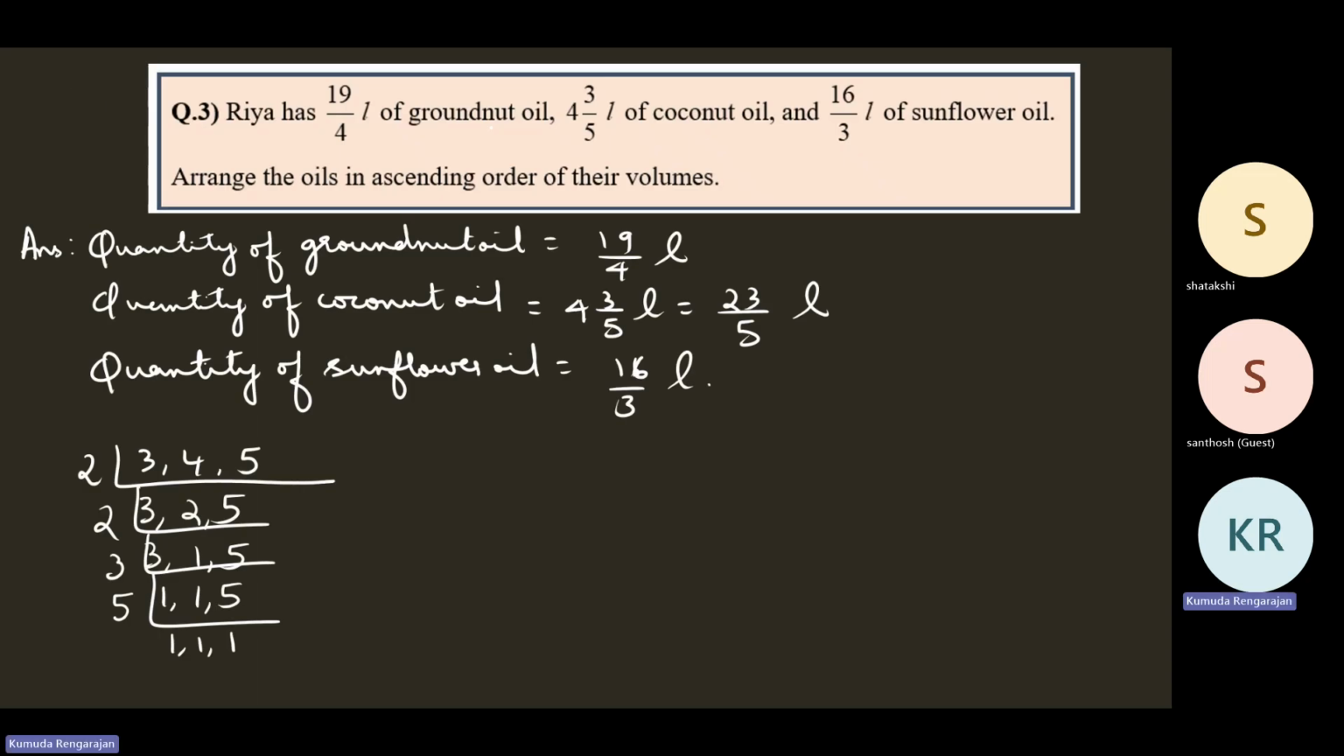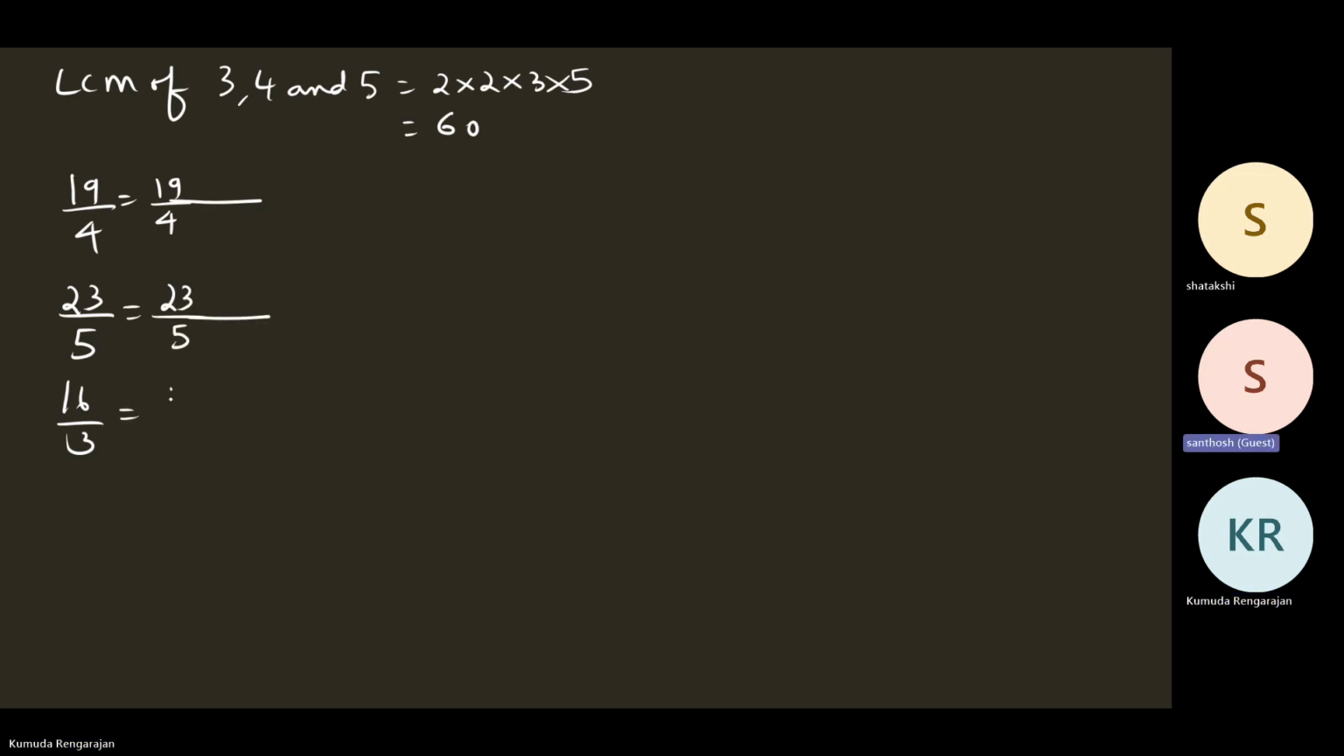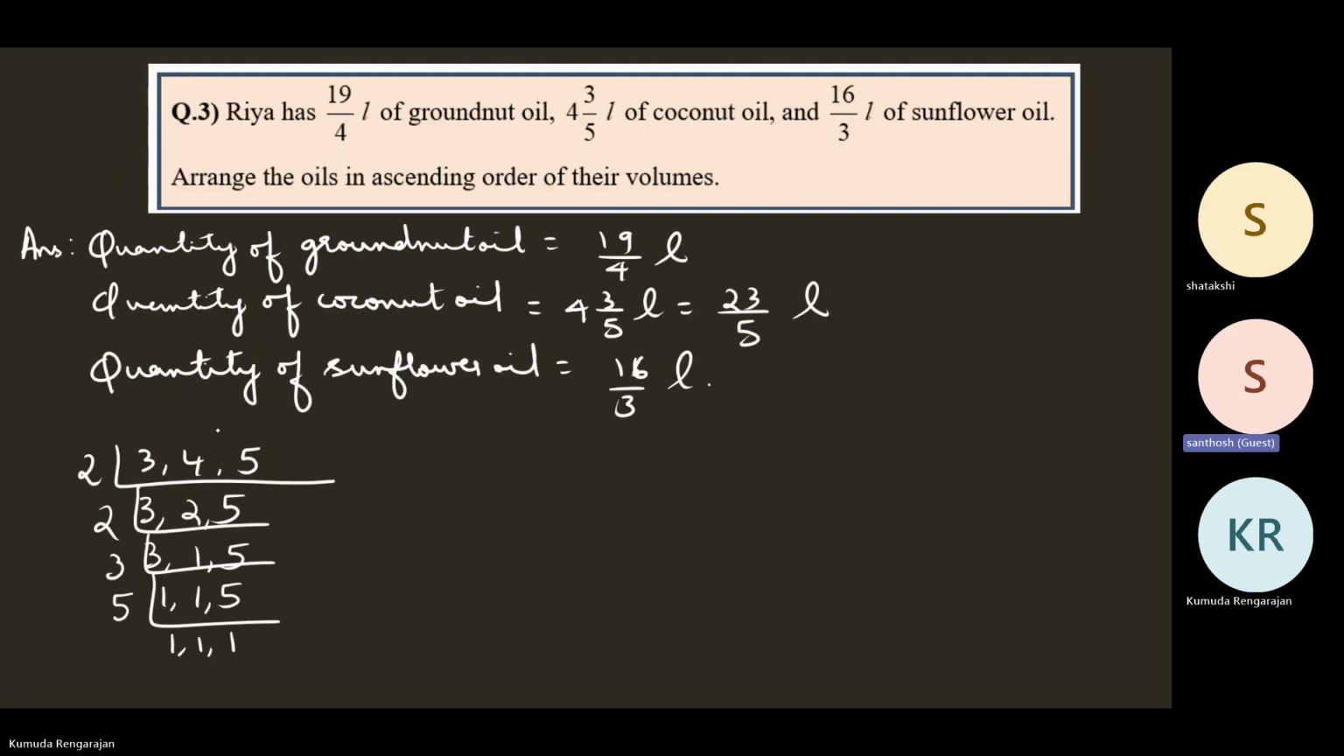60. Now what should you do? Write the fractions: 19 by 4, 23 by 5, and 16 by 3. I said extend the division sign like this. 2 into 2 is 4. So we can write 19 into 1 and 4 into 1 as the numerator and denominator multiplication.